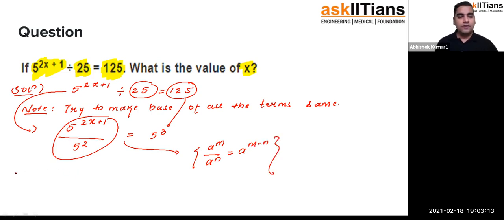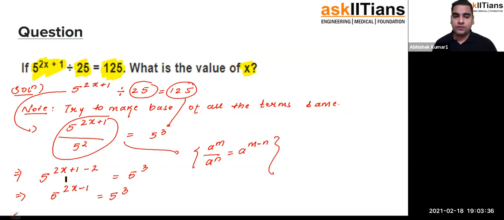If I use this rule of exponent, then this can be written as 5 raised to the power 2x plus 1 minus 2, and this will be equal to 5 raised to the power 3, correct? Here, if you simplify the numerator power, you will get 5 raised to the power 2x minus 1, that is equal to 5 raised to the power 3. Now, this condition which we got here is going to be true when this power, that is 2x minus 1, is the same as 3.